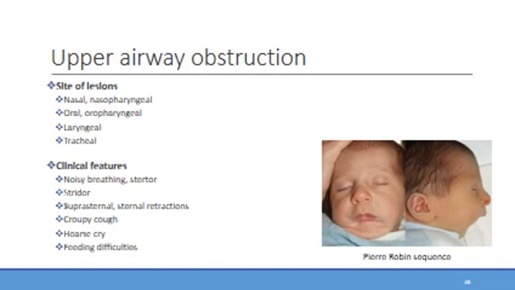The clinical features are quite similar. The baby might have noisy breathing or stertor. Stridor is also a very common symptom, which is mostly inspiratory. There might be suprasternal, sternal, and supraclavicular retractions, and also deep subcostal recessions as the baby is trying to move air. And then a croupy cough or hoarse cry might be heard, and feeding difficulties might be experienced.